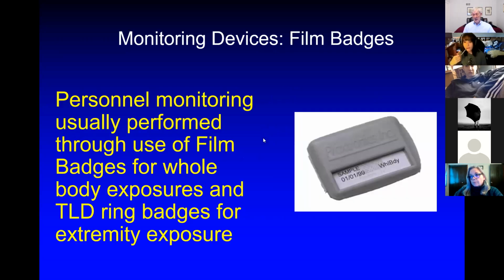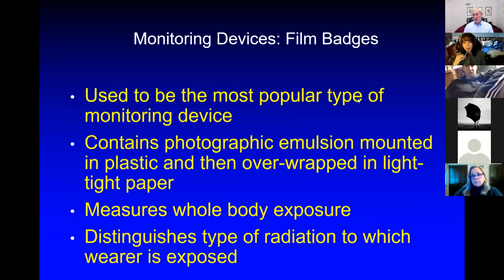Now, this is what a film badge looks like. And the film badge used to be the most popular type of monitoring device until probably 7 or 8 years ago when Luxel badges became available. We're going to talk about that shortly. But a film badge has a photographic emulsion. It's a small piece of film, and it's overwrapped in plastic to keep it waterproof, and then overwrapped again in black light tight paper.